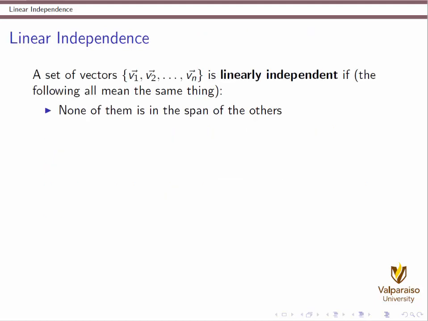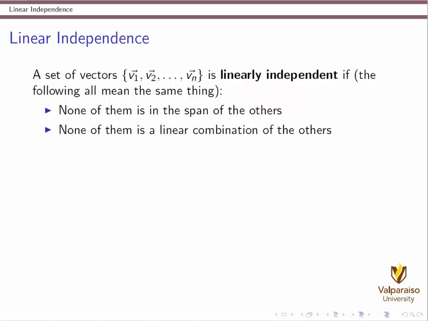So here is a pile of vectors. There's n of them. They could be geometric vectors or matrices or polynomials, any kind of vectors that we have in a vector space. We're going to list off several things that all mean the same thing, that all identify whether these things are linearly independent. The first hook we get into it is that the vectors are linearly independent if none of them is in the span of the others.